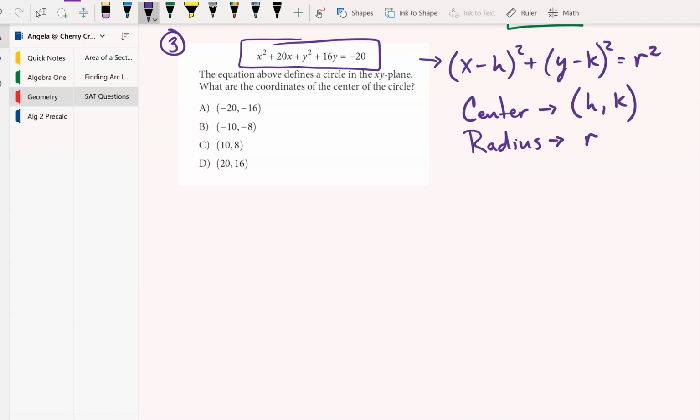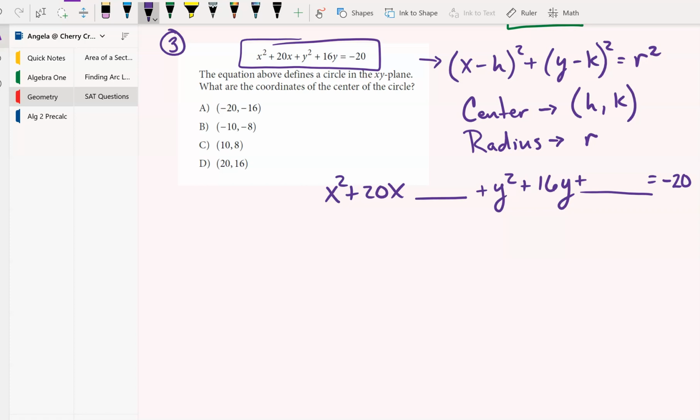So here we go. Let's get that x squared and the 20x in place, group our x's together, and I'm going to leave some space for completing the square here. And we're going to group our y's together, y squared plus 16y. And again, I'm going to leave a little space, and negative 20 is what everything is equal to here.